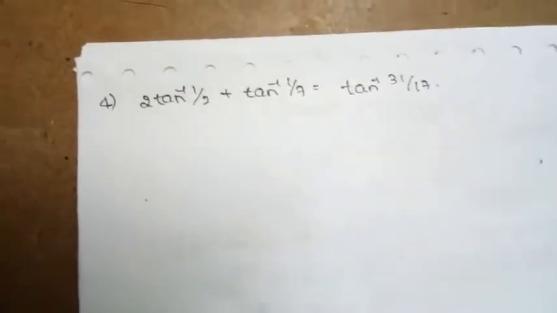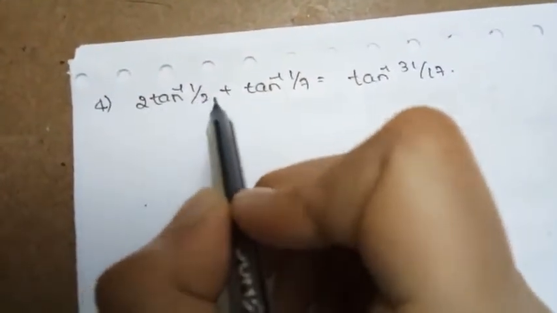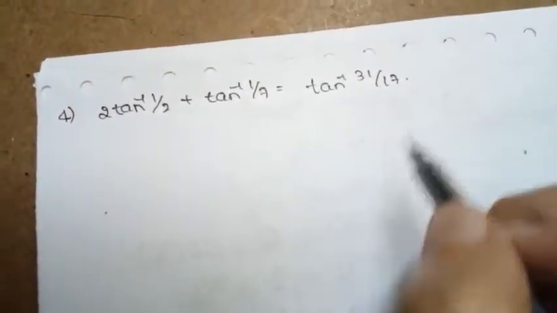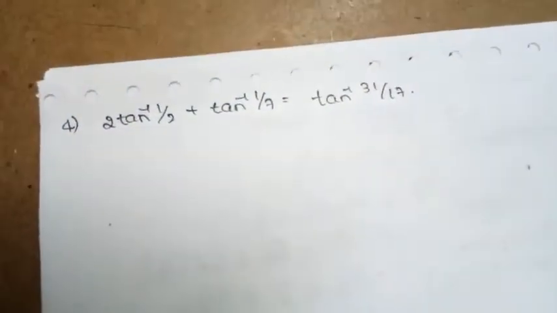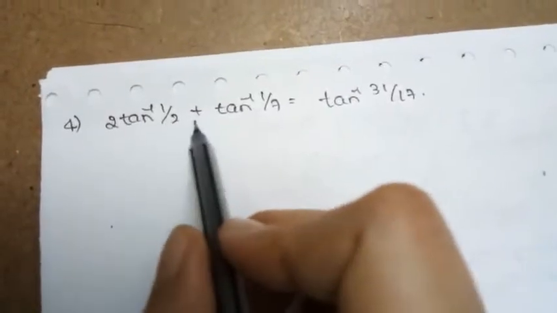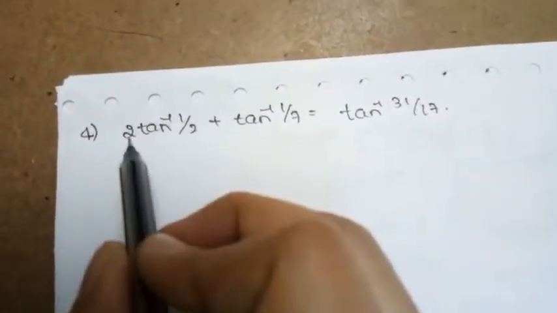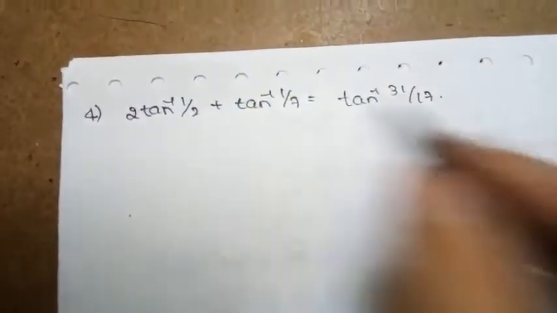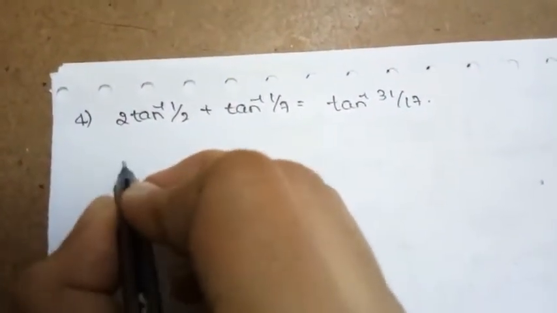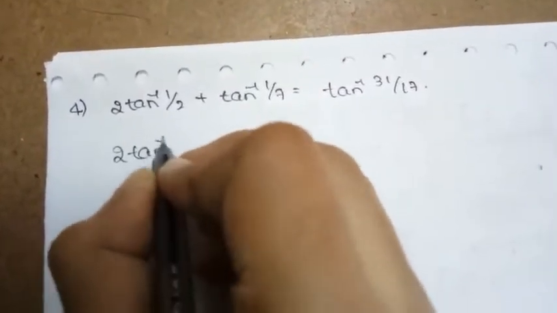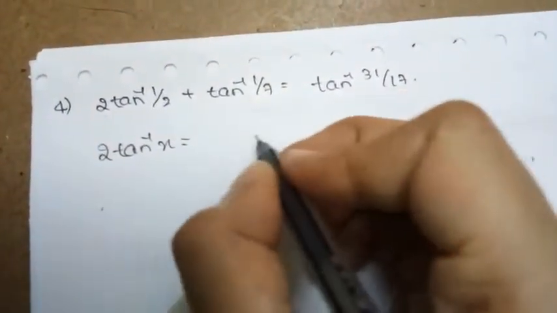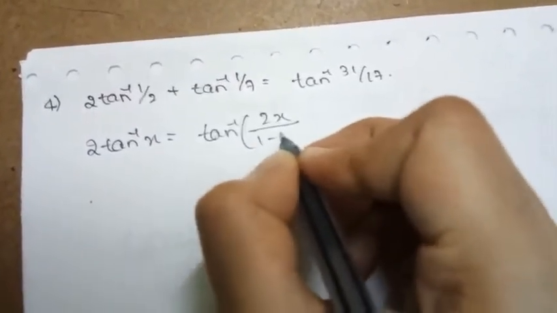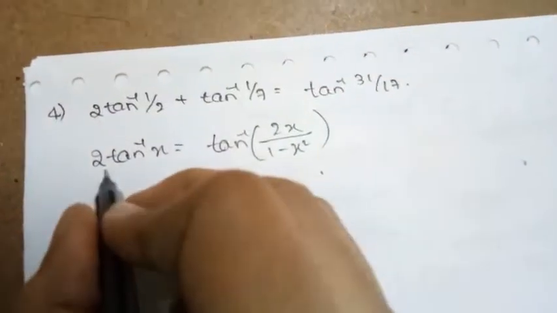So now let us move to the next question, that is 2 tan inverse 1/2 plus tan inverse 1/7 is equal to tan inverse 31/17. But observe here clearly, this is not in the form of tan inverse of x plus tan inverse of y, because here we are having 2 tan inverse 1/2. So we have one formula, that is 2 tan inverse of x is equal to tan inverse of 2x divided by 1 minus x square.